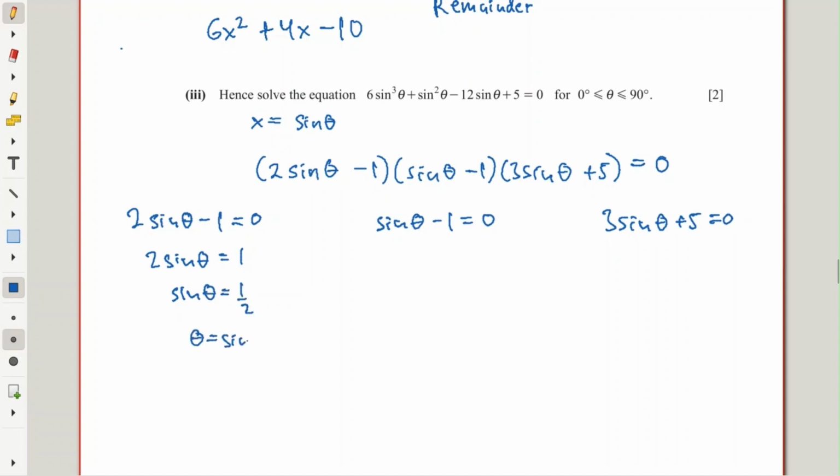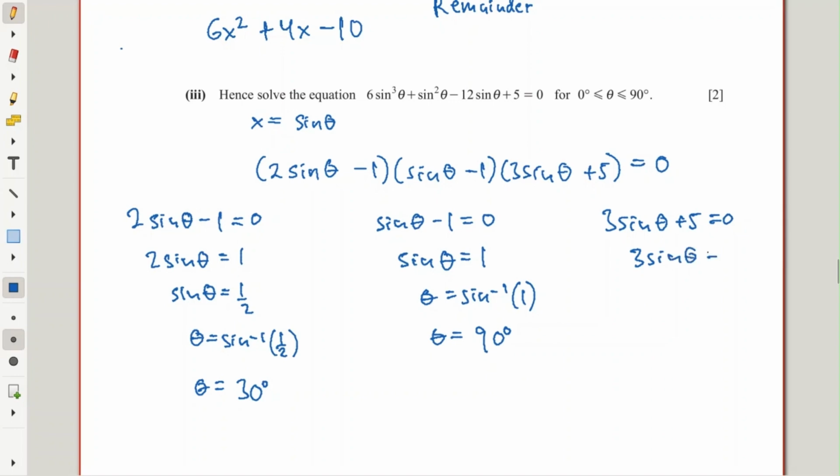Sine inverse of half, that will give me 30 degrees. Sine inverse of 1, that's 90 degrees. All right, let's come here and see. When this one comes here, negative 5 over 3. Can you have sine inverse of this number?